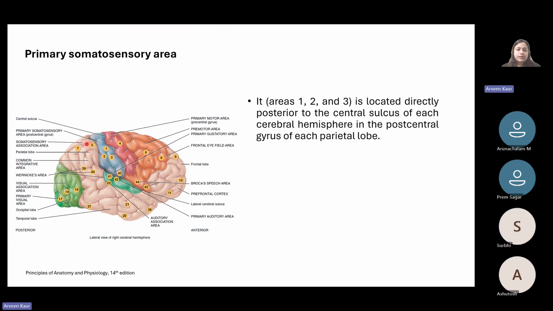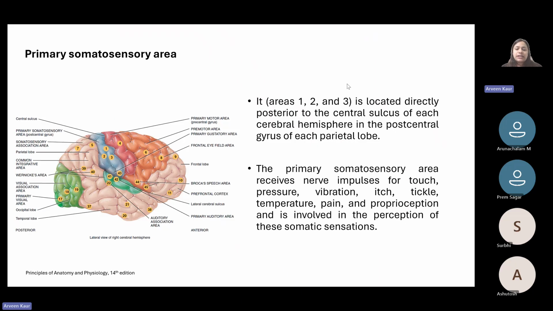Now the primary somatosensory area, areas 1, 2, and 3 over here, is located directly posterior to the central sulcus, meaning towards the back of the central sulcus. This is the central sulcus, and just towards the posterior side of it is the primary somatosensory area of each cerebral hemisphere, in the postcentral gyrus of each parietal lobe, right? The primary somatosensory area receives nerve impulses for touch, pressure, vibration, itch, tickle, temperature, pain, and proprioception, and is involved in perception of these somatic senses.